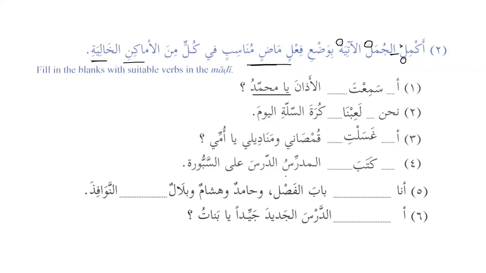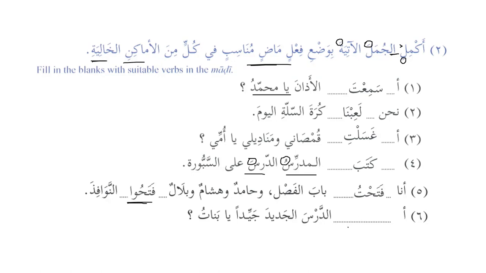كتب, wrote. المدرس is the doer and الدرس is the مفعول object. So we know that the doer is always مرفوع and the object is always mansub. أنا فتحت باب الفصل. I opened the door of the classroom. وحامد وهشام وبلال فتحوا النوافذ. Hamid, Hisham and Bilal opened the windows. And now why do we have to use fatahu? Because we are talking about Hamid, Hisham and Bilal.